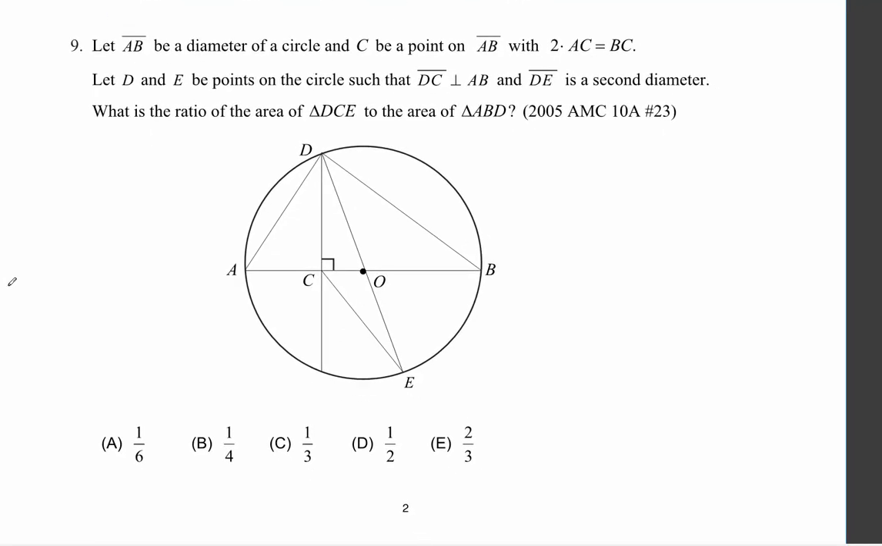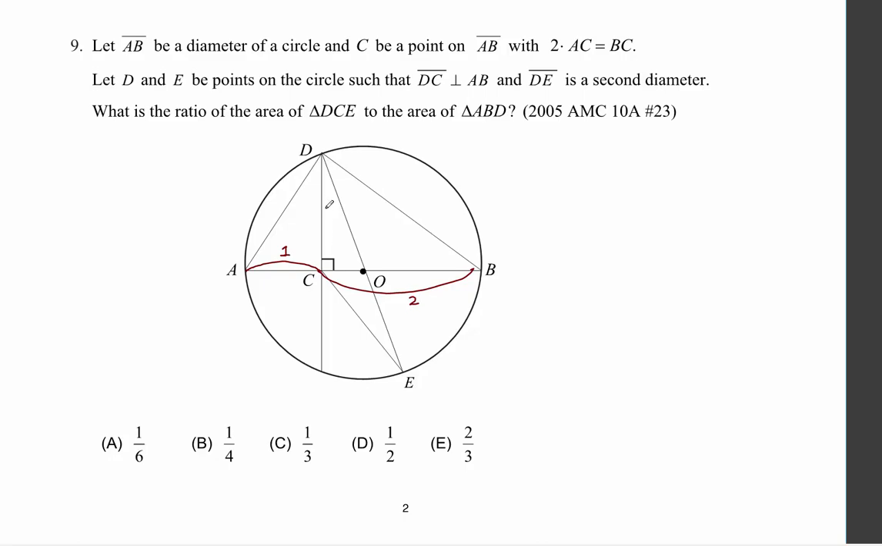Right, we have another circle. BC is 2 times AC, right? So this is 1, this is 2, something like that. What is the ratio? Maybe you can use the unit ratio: this is 1, this is 2. You can use these as their dimensions.